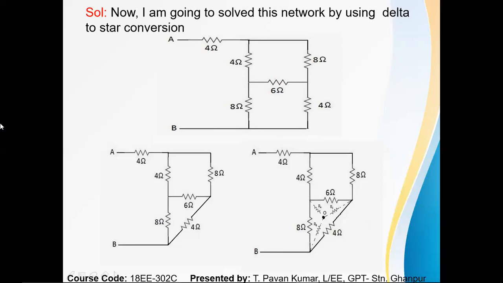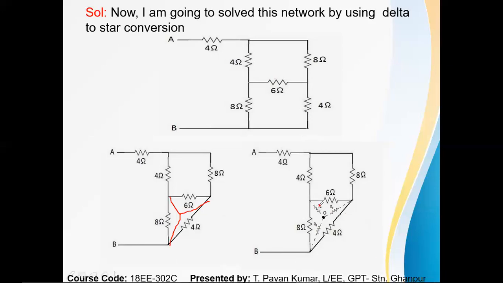Right? Now A and B. I redraw the circuit with the 4 like this. Now here this looks like a delta. I convert it into the star like this. You can see it in the next figure. But here, instead of mentioning RA alone, I mention RA, RB and RC.